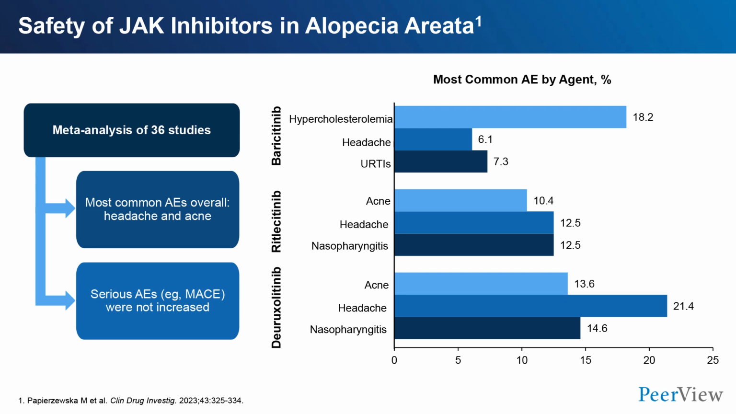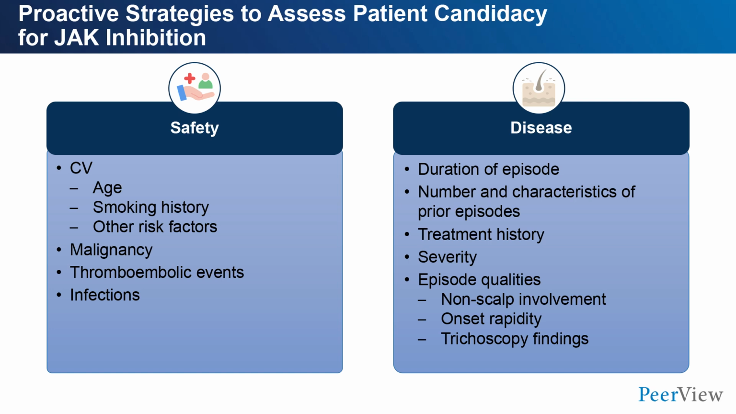So we've talked about the safety of individual agents. In a meta-analysis of 36 studies, we see that the most common adverse events overall are headache and acne. The most serious are not really seen, and they were not increased over placebo in this meta-analysis of studies of all of these JAK inhibitors in alopecia areata. So there are some proactive strategies that we can use to assess patient candidacy for JAK inhibition.